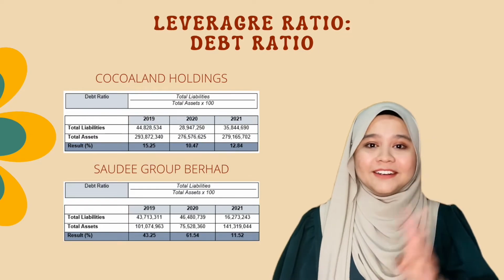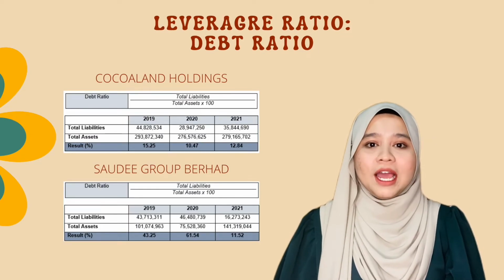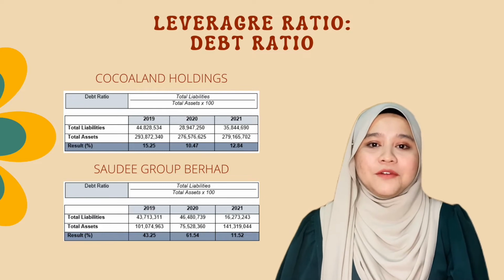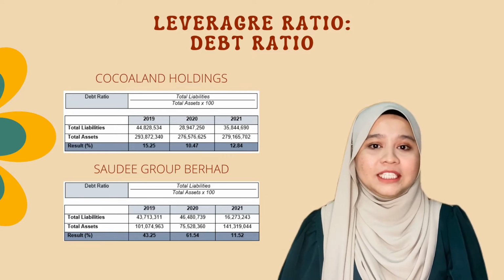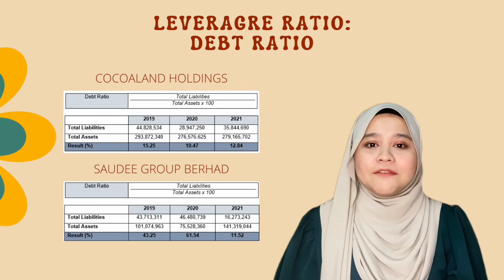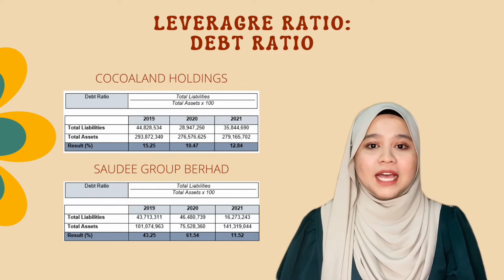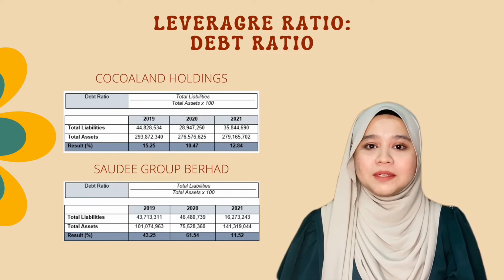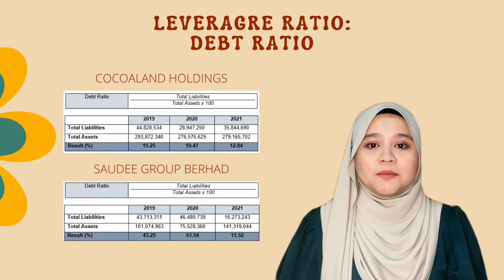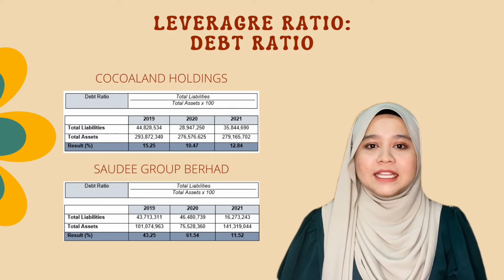Moving to the third trend analysis, which is the leverage ratio, I chose the debt ratio and the debt to equity ratio for calculating debt for these two companies. For Coqualand, the debt ratio dropped from 2019, with the highest debt ratio of 15.25%, to 2020 with 10.47%, before increasing in 2021 with a rate of 12.84%.